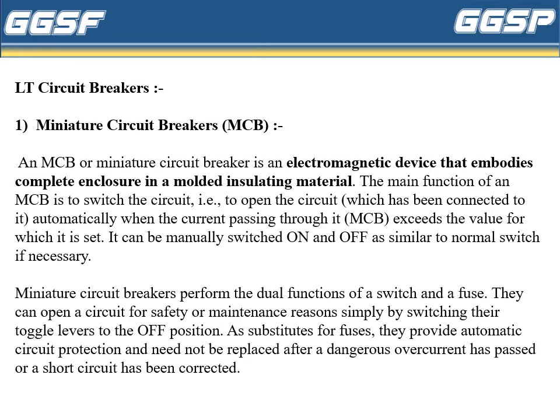Miniature circuit breakers perform the dual functions of a switch and fuse. They can open a circuit for safety or maintenance reasons simply by switching their toggle levers to the off position. As substitutes for fuses, they provide automatic circuit protection and need not be replaced after a dangerous overcurrent has passed or a short circuit has been corrected.